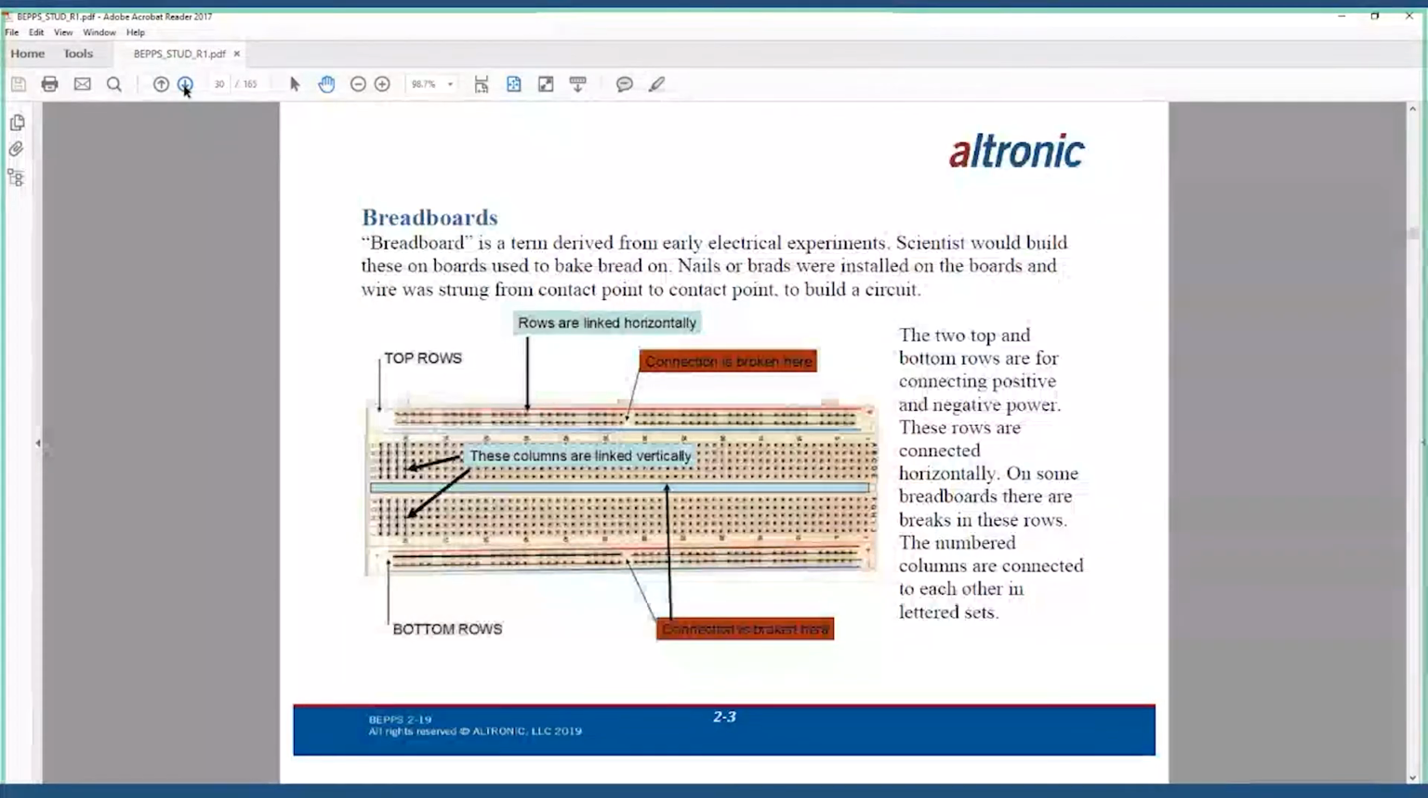The breadboard did come from a very, very old term. When people were doing electrical experiments, they would use an actual baker's board that they used to cook bread on, and they would put nails or brads on it, and they could build their own electrical projects. This stems back into the 1800s. So with that, I'm going to skip through that real quick. There's no sense, since we're not going to do these projects, in showing you how to actually use a breadboard today. If you buy one, it'll come with instructions.